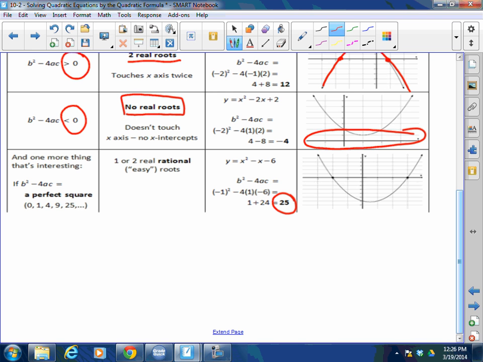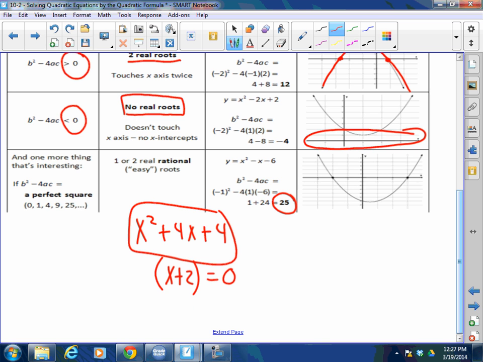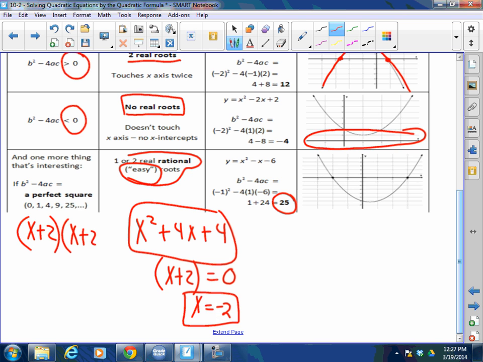It goes back to the following. If I have, let's say, x squared plus 4x plus 4, I know that's a perfect square. That's going to factor out to x plus 2, which when I set it equal to 0, x can only equal negative 2. Now, why does it say one or two rational easy roots? Because technically, doesn't that really mean it's x plus 2 times x plus 2? So there are two solutions. The solutions are negative 2 and negative 2. But these two solutions are the same solution, so it's just known as one easy solution. So if the discriminant equals 0, one solution. If the discriminant is greater than 0, two solutions.